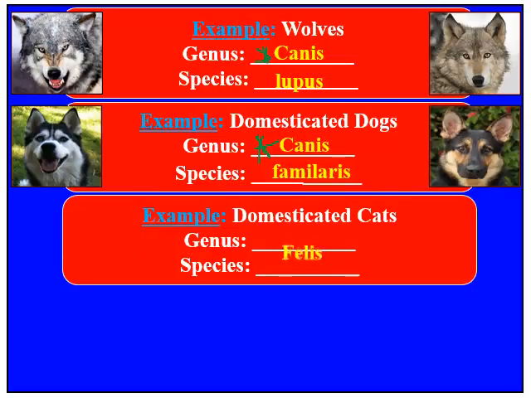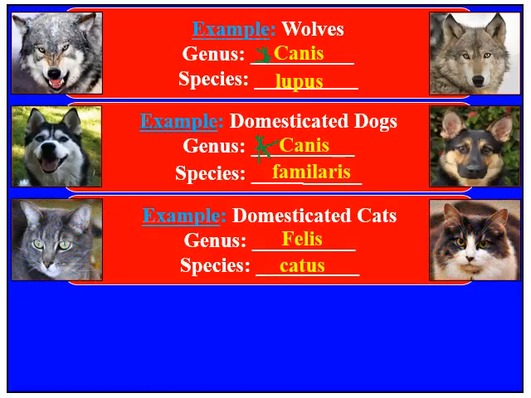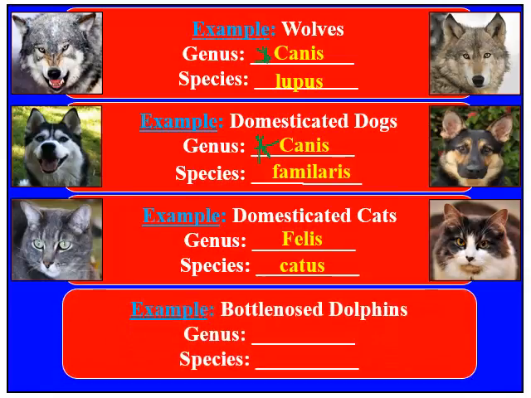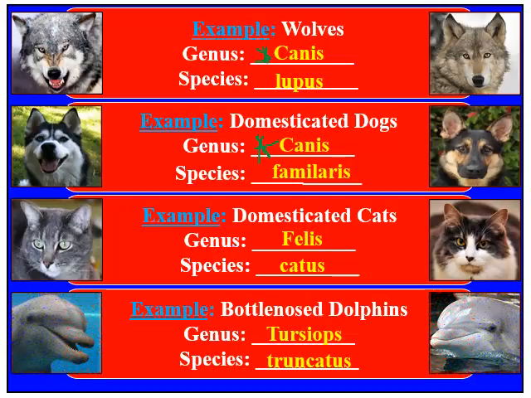And it's not always just that they look alike, but they share a lot of features. The next thing we have is domesticated cats, which is Felis catus. And then the last one is our bottlenose dolphins, or Tursiops truncatus. Excuse my pronunciation. I do want to also make a note of this word domesticated. Domesticated is kind of something that's not wild. It's the opposite of wild.